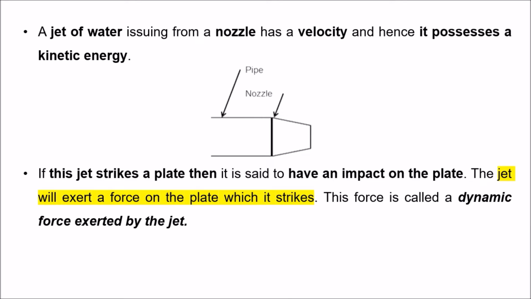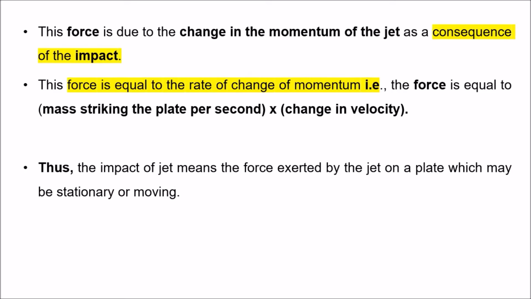This force is obtained from Newton's second law of motion or from the impulse momentum equation. As we know, a jet of water issuing from a nozzle has a velocity and possesses kinetic energy. If this jet strikes a plate, it is said to have an impact on the plate. The jet will exert a force on the plate which it strikes. This force is called the dynamic force exerted by the jet.